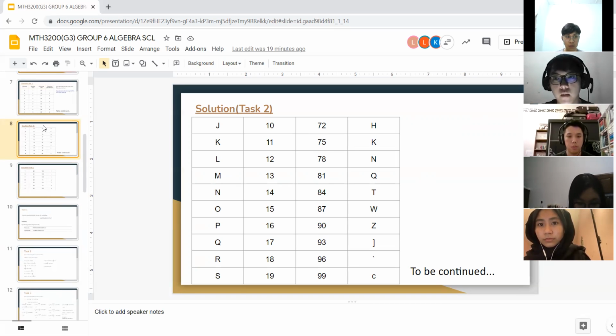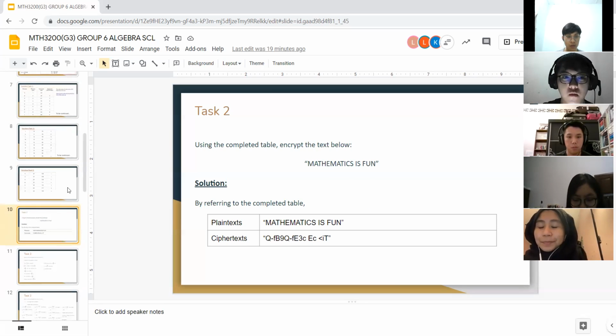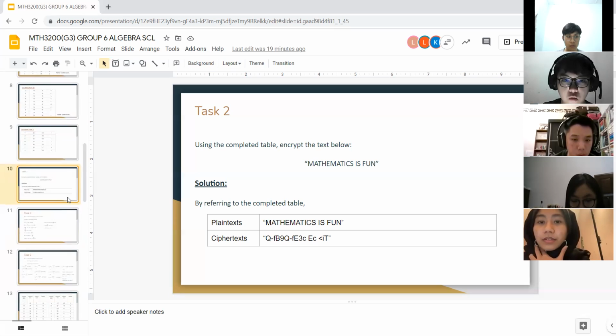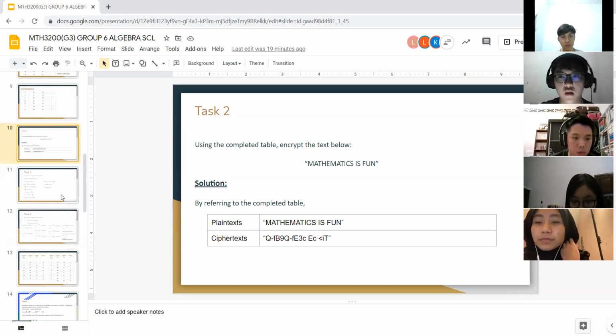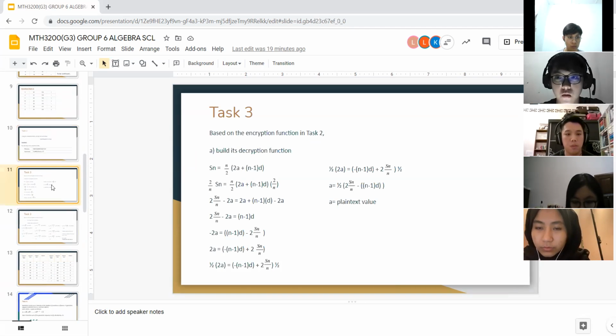So the rest is the same. Yeah, we use the same formula to find the ciphertext for others. Okay, so here is the encrypted text, which is ciphertext text. Okay, that's it for me. Thank you.